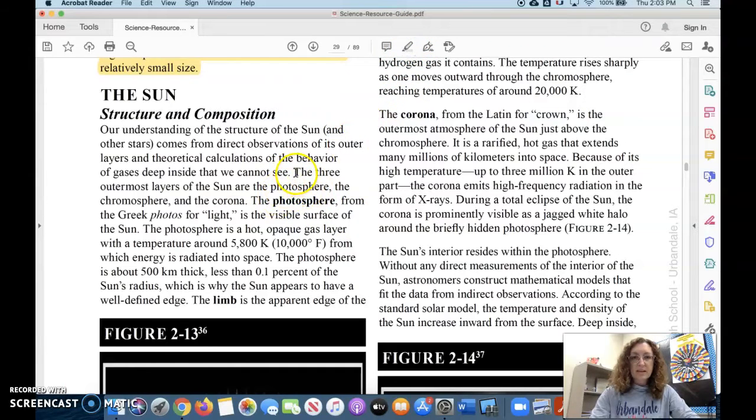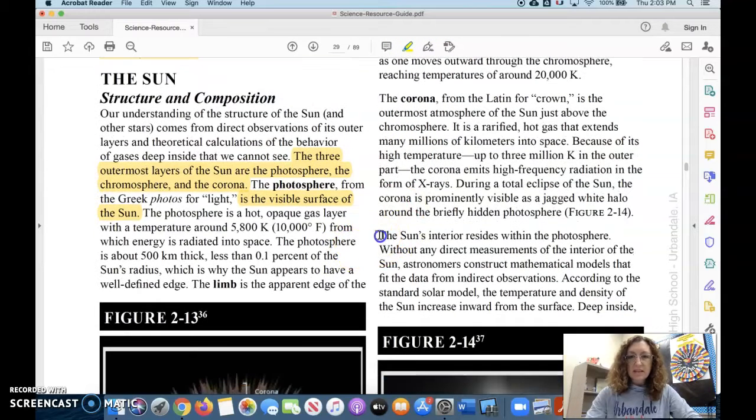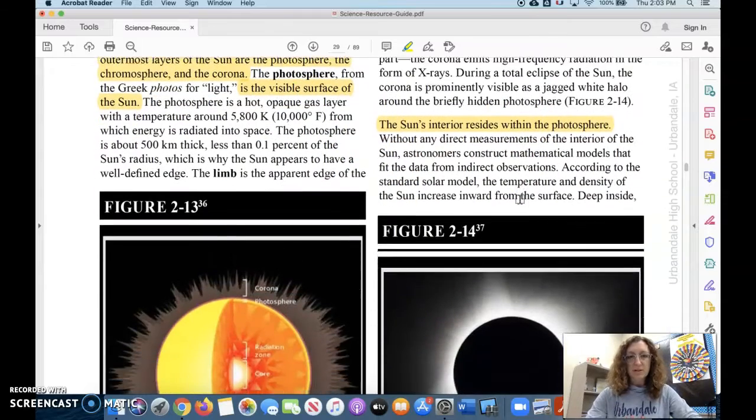So, the outermost layers of the sun are the photosphere, the chromosphere, and the corona. The photosphere is the visible layer of the sun. That's what you see when you are able to see the sun, which you're not supposed to look at directly, right? So there we go. Oh, why is this not working? Give me my highlighter. There we go. All right. The sun's interior resides within the photosphere.